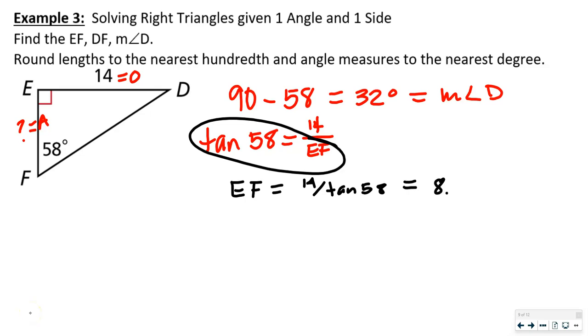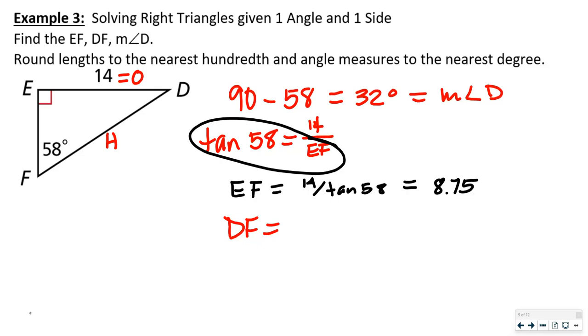That was 8.75. Now you could use Pythagorean's theorem here, or you could use the ratio for the other one too. So if we're looking for ED, how does ED relate to the 58 degrees? Sorry, we didn't want ED, we want DF. DF is our hypotenuse, and we have our opposite. What ratio is that? That's sine.